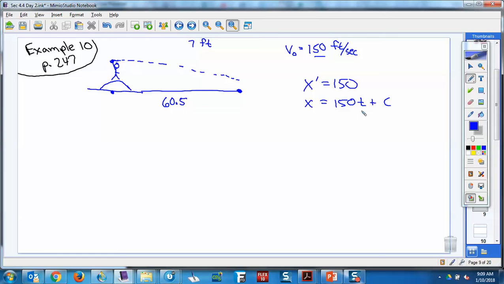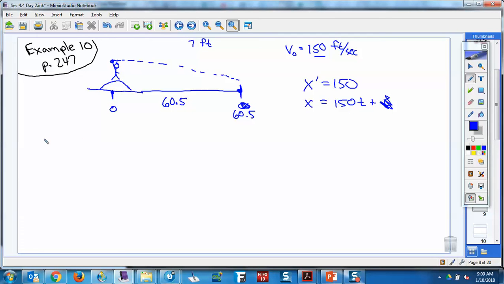So now I need to know an initial condition. At time 0, we're going to let home plate be 0 back here. And this is going to be 60.5 right here, 60 feet 6 inches from home plate. So at time 0, what's x represent? If this is horizontal velocity, what's x? Horizontal position. So at time 0, what's its horizontal position? 0, right? Right here, 0. So what's c? 0. Okay? So there's my x equation.